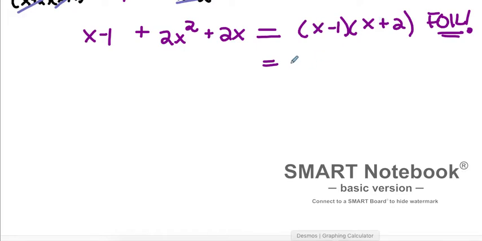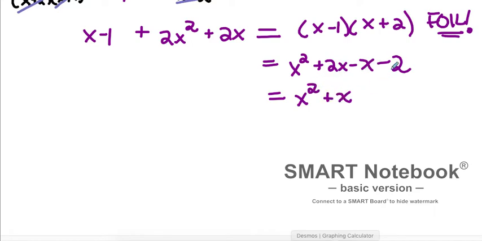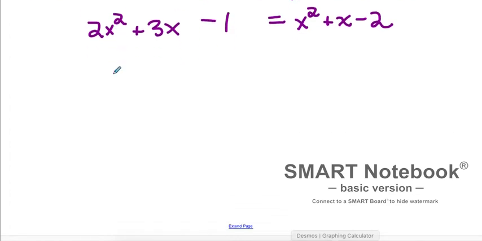So let's FOIL this. First, x times x is x squared. Outer, x times 2 is 2x. Inner, negative 1 times x is negative x. Last, negative 1 times 2 is negative 2. I'm going to combine like terms in one shot. 2x minus x is 1x, and then the minus 2. The right side is good. Let's see the left side. I'm going to put things in order. This is a 2x squared. Then we have an x plus 2x, so that gives us 3x. Then a minus 1. So here's our equation.